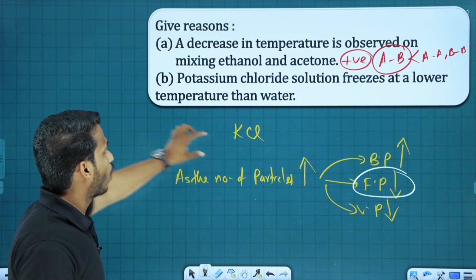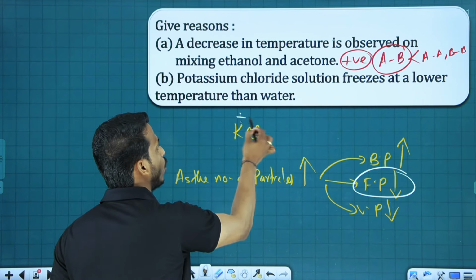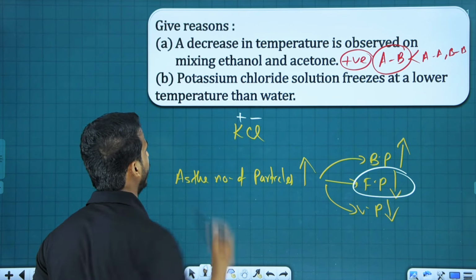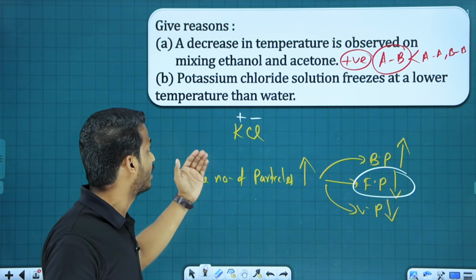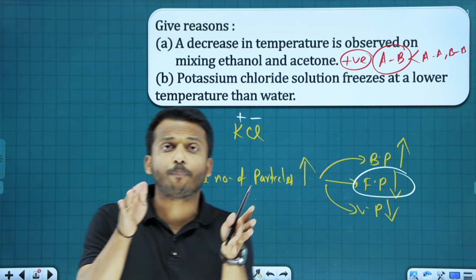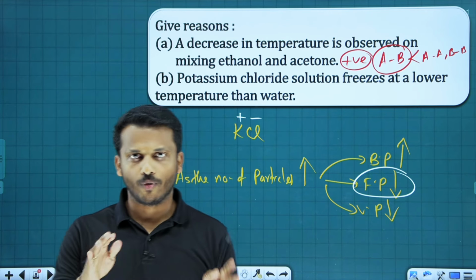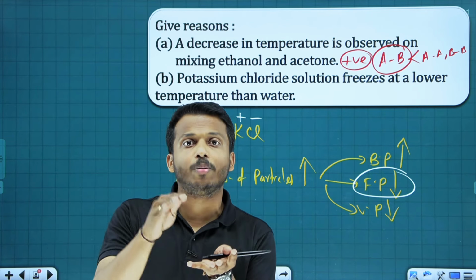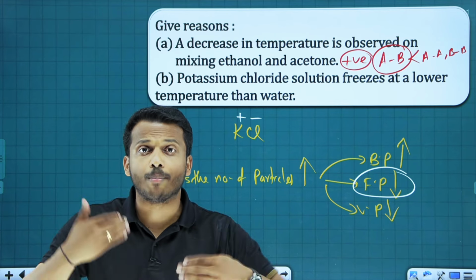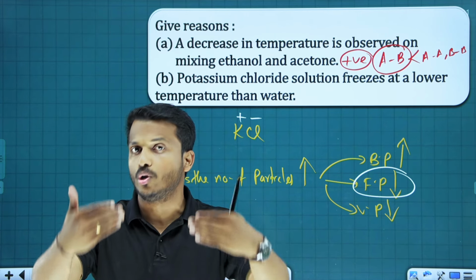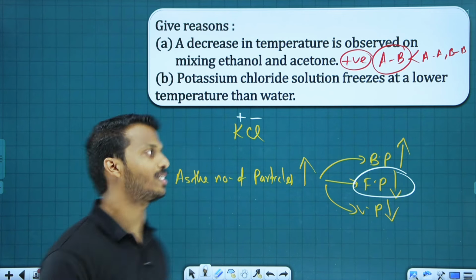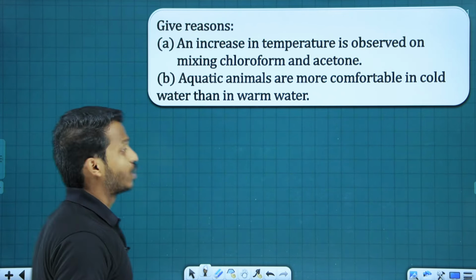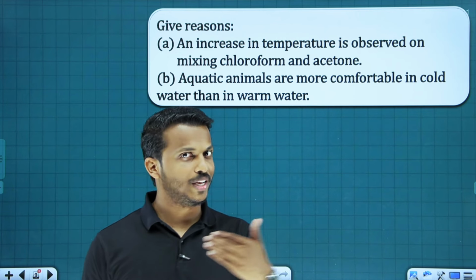So potassium chloride is a solute, right? So it will give you more particles. So potassium chloride solution freezes at a lower temperature than water. Water is a pure solvent, right? When you add KCl, it becomes a solution. So as the number of particles increases in the solution, what happens? Freezing point decreases, boiling point increases. Ready? That's what we call depression in freezing point.